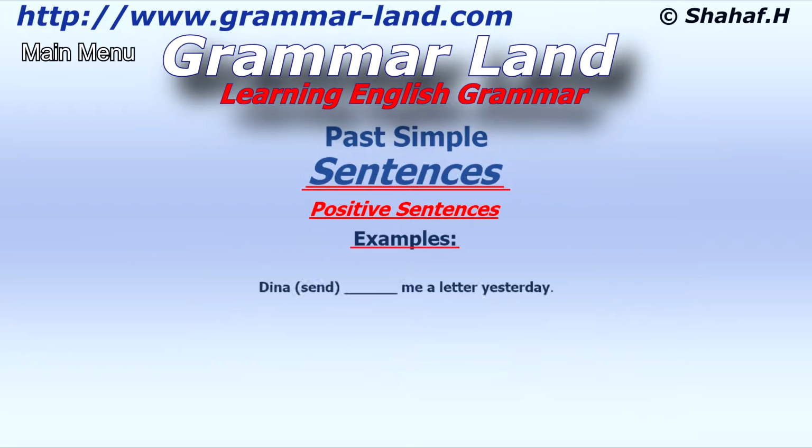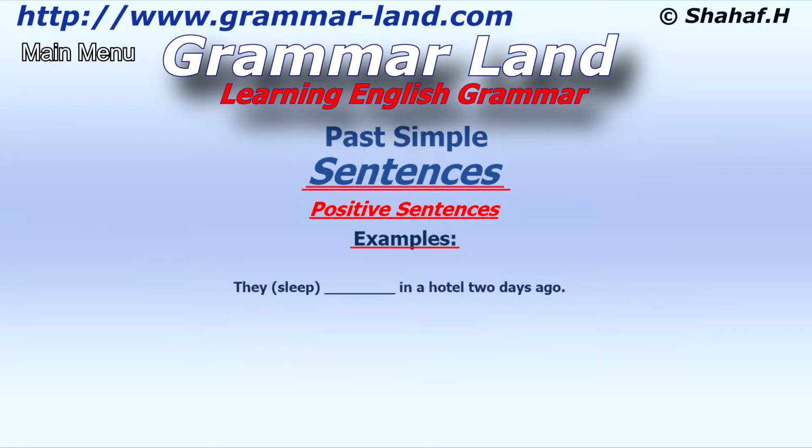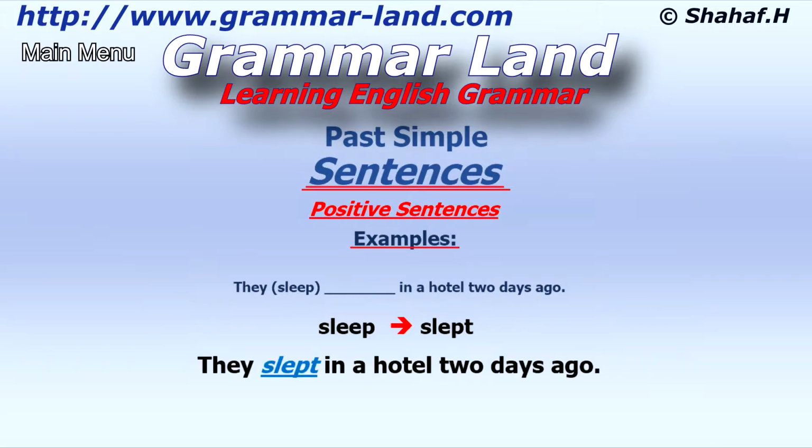Examples: Dina sent me a letter yesterday. The verb send turns into its past tense form, and becomes, sent. The sentence is, Dina sent me a letter yesterday. They sleep in a hotel 2 days ago. Here also the verb sleep turns into its past tense form, and becomes, slept. The sentence is, they slept in a hotel 2 days ago.